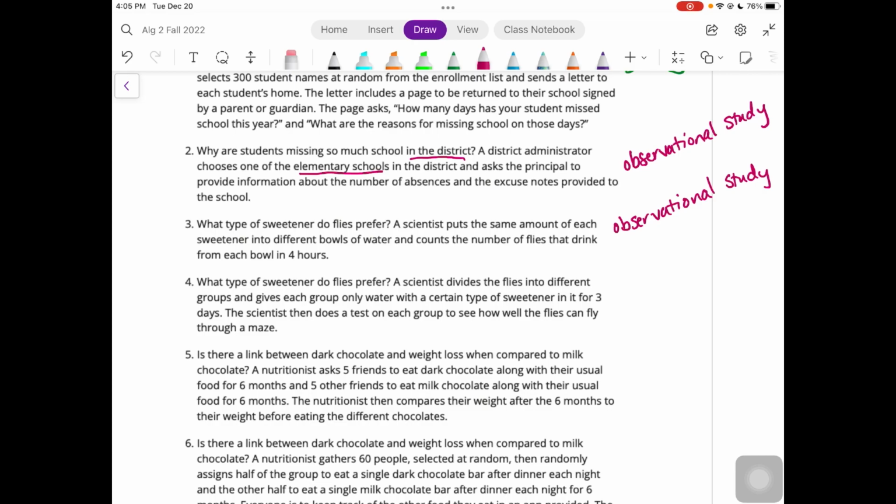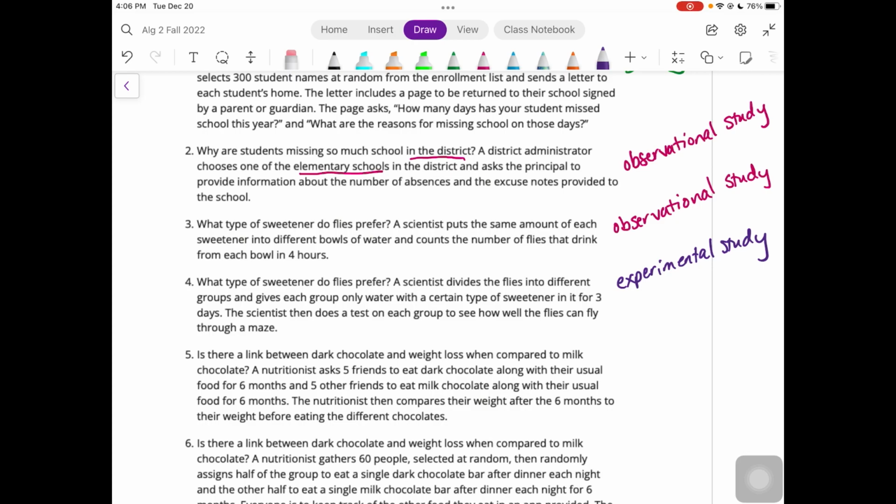Again, same question. What type of sweetener do flies prefer? A scientist divides the flies into different groups and gives each group only water with a certain type of sweetener in it for 3 days. The scientist then does a test on each group to see how well the flies can fly through a maze. So this one is an experiment. It's an experimental study because they're actually doing something to influence the flies, right?